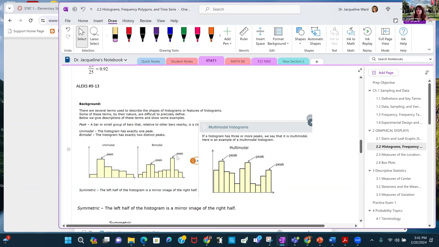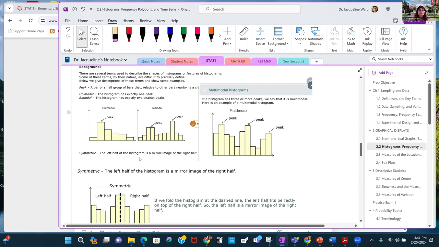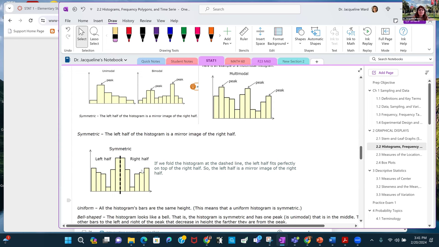So again, we use language a lot to describe what's going on, and sometimes it might be a little questionable. Are you going to call that a peak or not? It's kind of up to the author for how they want to describe it. As long as it makes sense, you're good. A symmetric histogram is one where the left half is a mirror image of the right half. This dotted line is meant to be a mirror right down the middle. You picture folding along the dotted line, and it would line up.